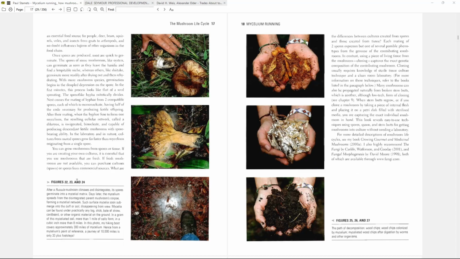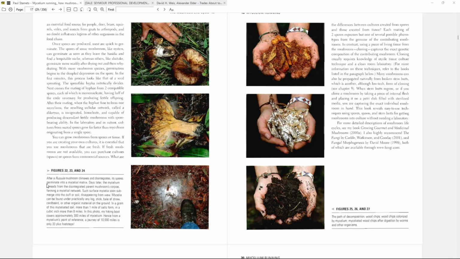Figures 22, 23. After a Mycena mushroom climaxes and disintegrates, its spores germinate into a mycelial matrix. Days later, the mycelium spreads from the disintegrated parent mushroom's corpse, forming a mycelial network. Such surface mycelia soon submerge into the turf or soil, disappearing from view. Mycelia can be formed under practically any log, stick, bale of straw, cardboard, or other organic material on the ground.